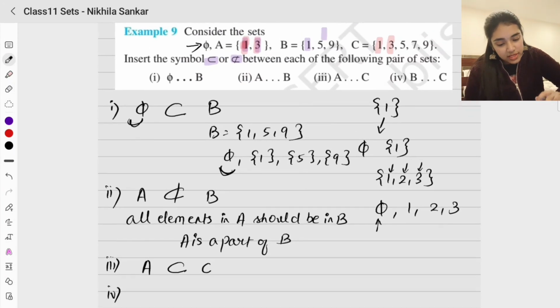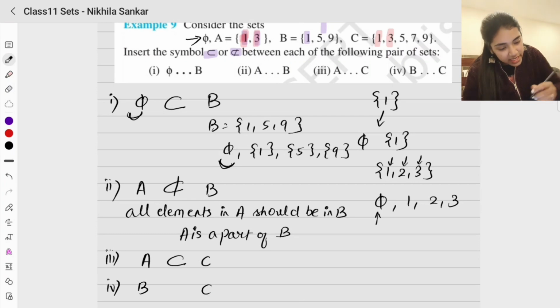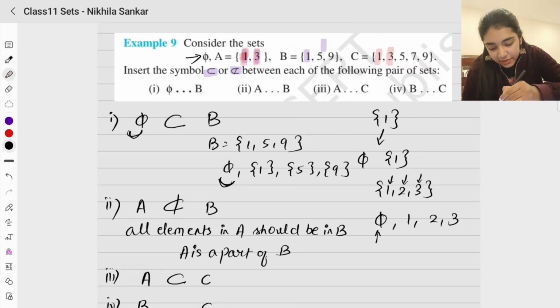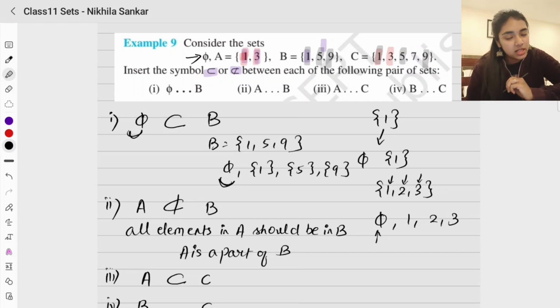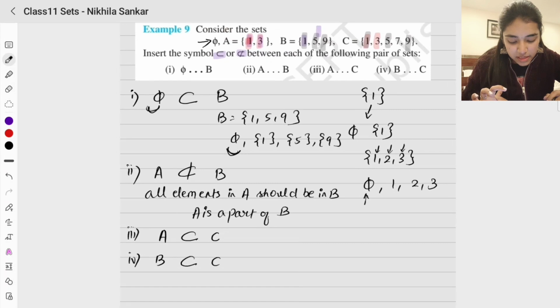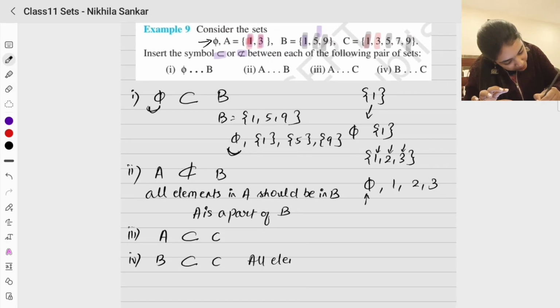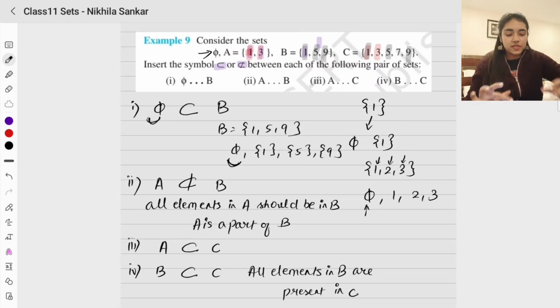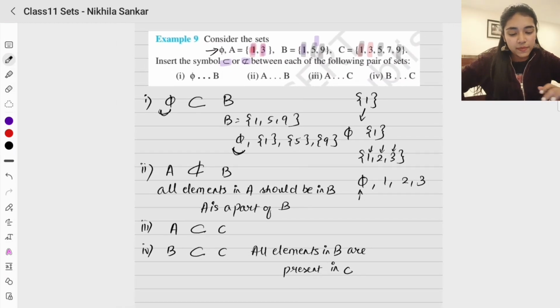Okay? Fourth subsection, B and C. So B and C க்கு என்ன relation இருக்கு? I see that I have 1, 1, 5, 5, 9, 9. So yes, B என்னது? C லேந்து எடுத்திருக்கு. B is a set which is taken from C, which means B is a subset of C. All the elements in B are present in C. So B is a part of C. Okay, அதனால they are subsets. Okay, always remember null set is a part of any set.